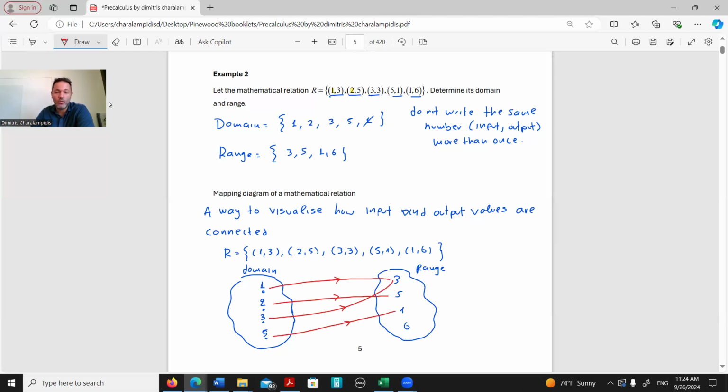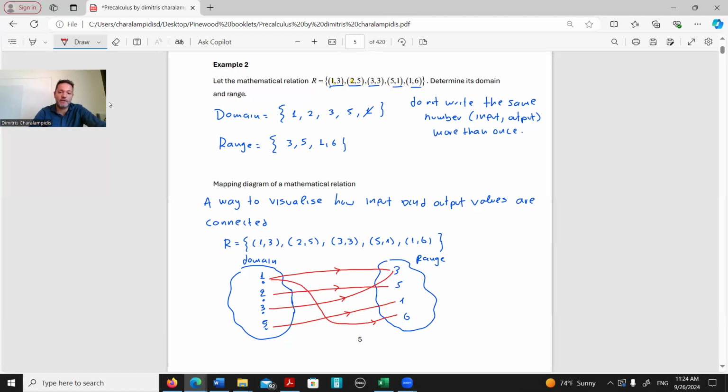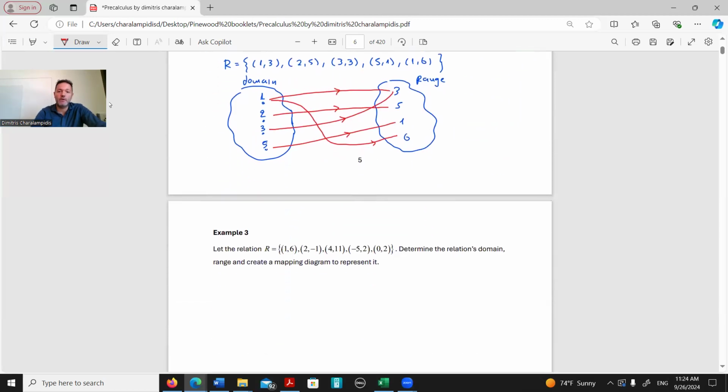And lastly, 1 should also be connected to number 6. And there it is. That's the mapping diagram in that specific relation. We have another example as well.